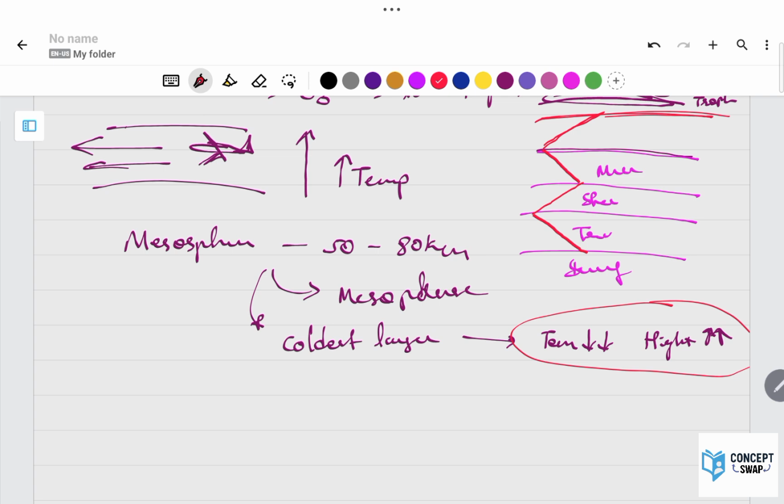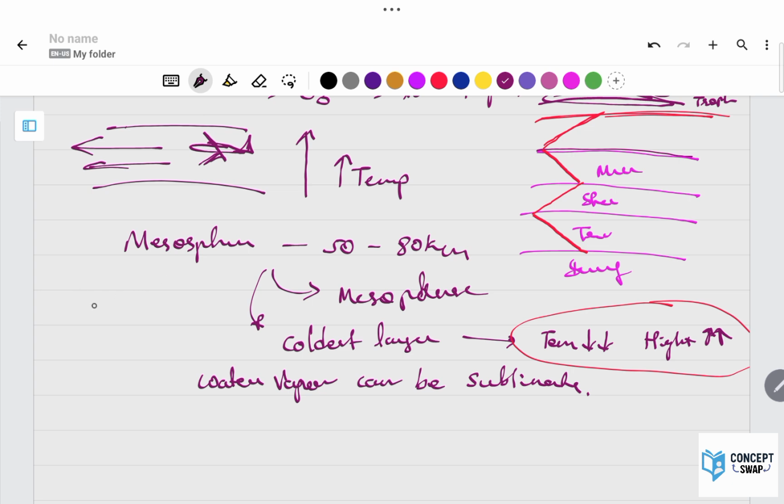Okay, let's come back to the mesosphere. The mesosphere is the coldest layer, and it is almost free from clouds. Air is so cold that water vapor can be sublimated into the polar mesosphere, and most of the meteors are born in this layer.